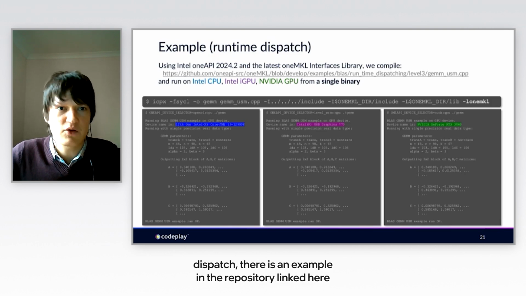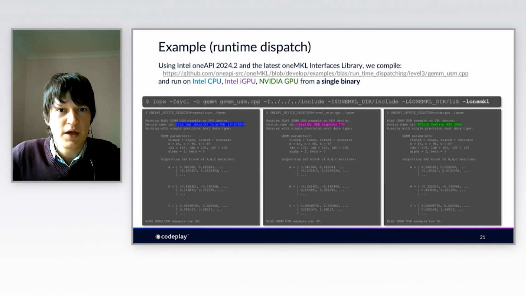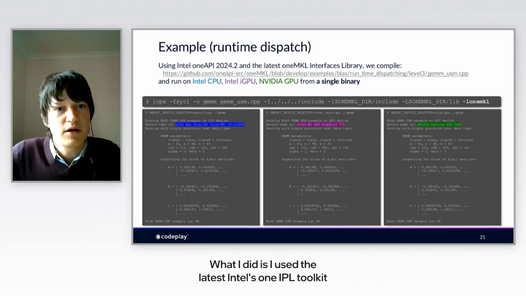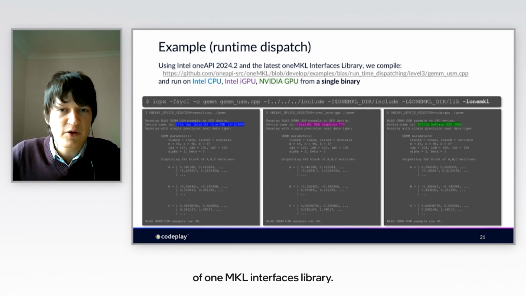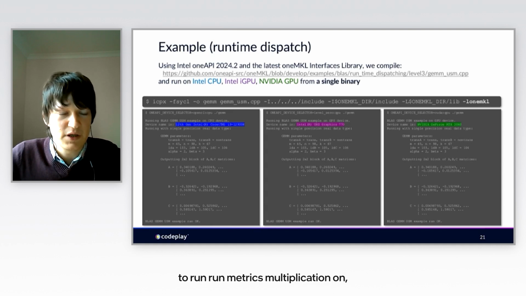So an example of what it looks like when you do the runtime dispatch. There is an example in the repository linked here that you can look up. What I did is I used the latest Intel's oneAPI toolkit to compile this together with the latest version of oneMKL interfaces library, and with this compile command that's in the middle, I was able to compile a single binary that can be used to run matrix multiplication on many different devices.